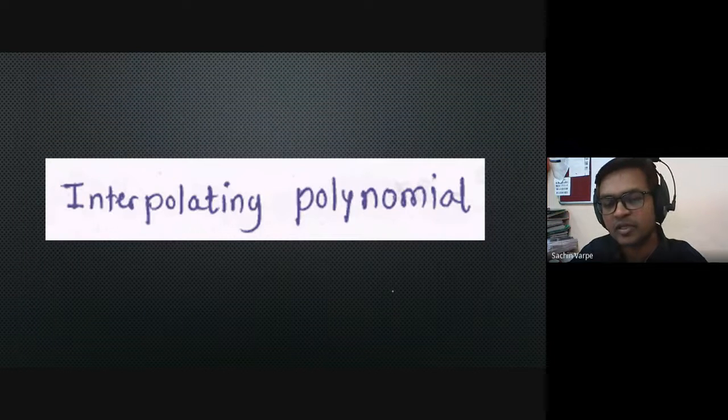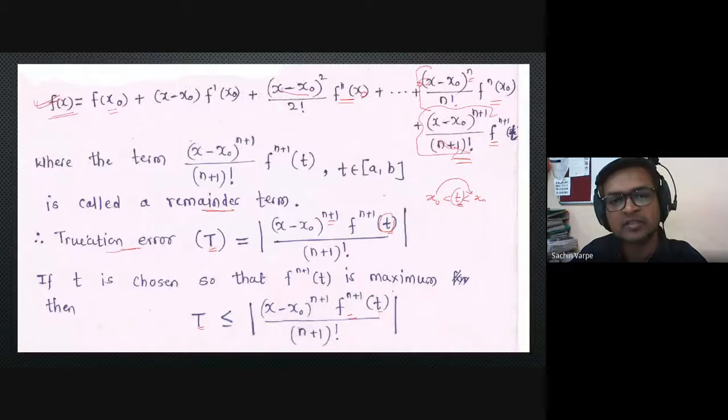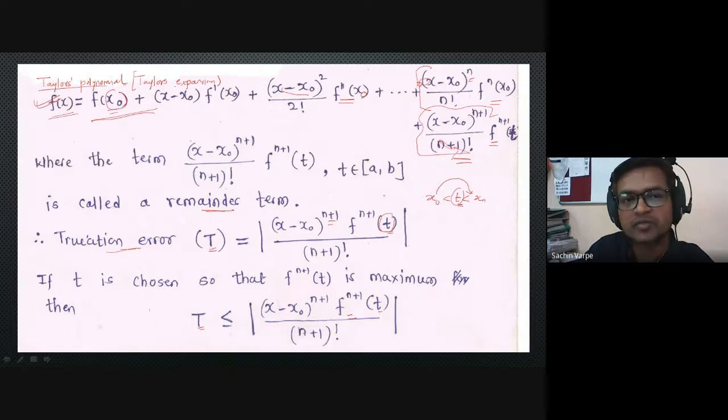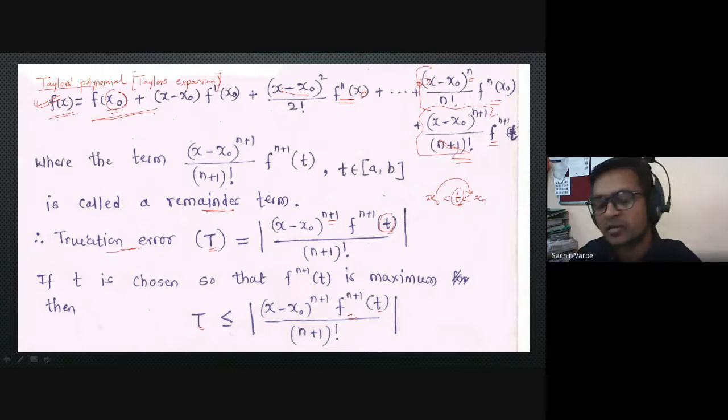Now what is this interpolating? The first interpolating polynomial we have discussed is actually Taylor's approximation polynomial, or it can also be written as Taylor's expansion. If you substitute x0 to be 0, then it becomes the Maclaurin series expansion. So Maclaurin is the particular case of Taylor's.